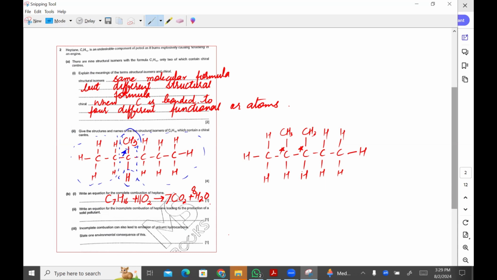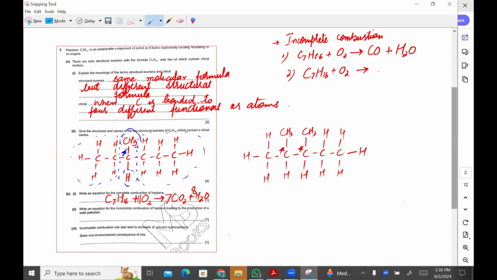Write an equation for the incomplete combustion of heptane leading to the production of a solid pollutant. First of all, they are asking that if incomplete combustion occurs, I have told you there are basically some equations for incomplete combustion. So what are those equations? First, C7H16 plus O2, carbon monoxide is formed and water is formed. This can be done. And if they are asking about a solid pollutant, then there must be carbon which is produced.